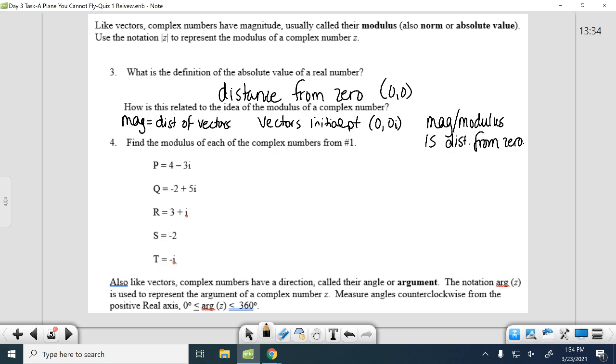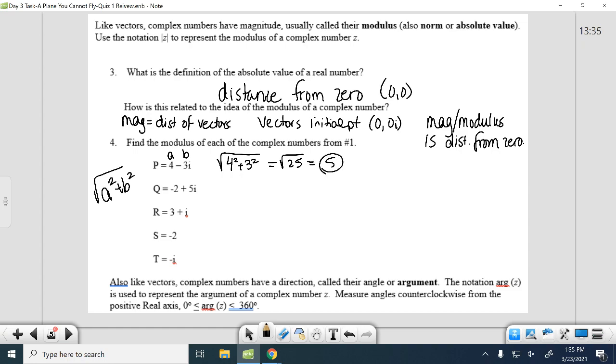And then practice with finding the modulus for each of these. Remember, this is the square root of a squared plus b squared. Your horizontal is always a, your vertical is always b. So for P, for 4 - 3i, we have the square root of 4 squared plus 3 squared. And you'll notice I dropped my negatives for these because you're squaring each of the terms, finding their sum, and then taking the square root. So when you square them, you're always going to get a positive. That'll give us the square root of 25, which is 5.